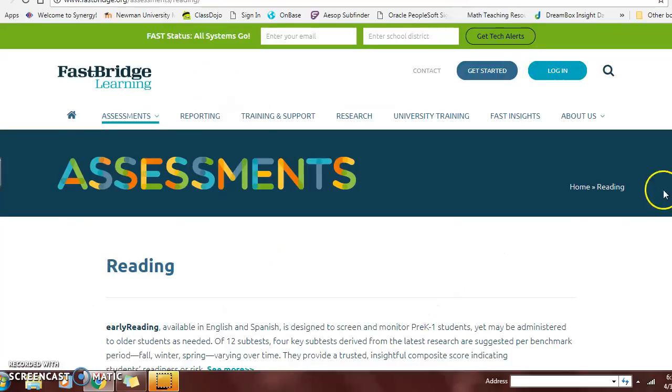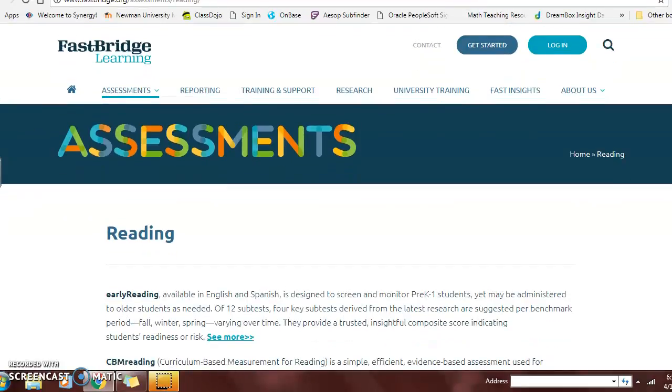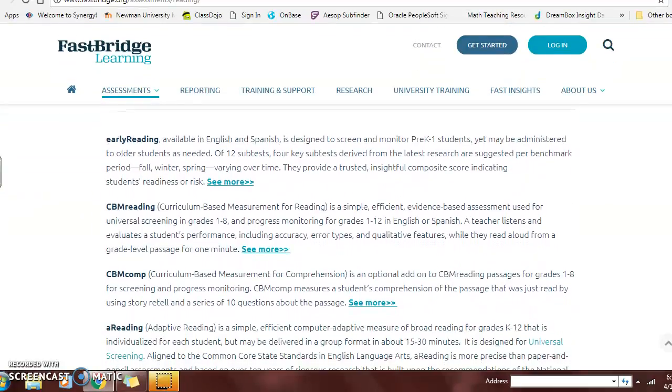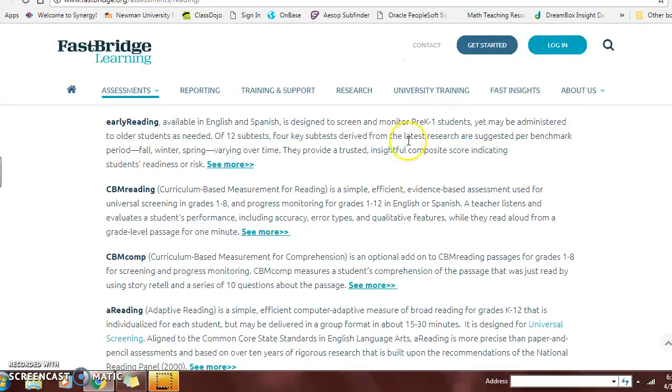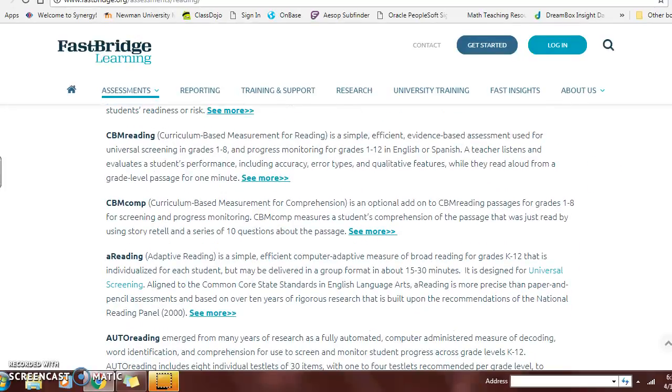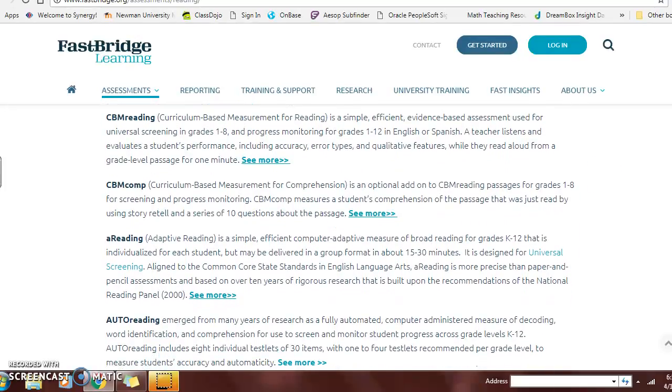I do want to go back to the FastBridge screeners because it's important to know what type of testing we do. If I pull up the FastBridge website, pre-K through first grade does the early reading, which I don't administer since I teach third grade. These are on the computer now, which is nice instead of the booklet, so it's not paper and pencil, it's all on the computer, which gives the kids extra practice for the state test.